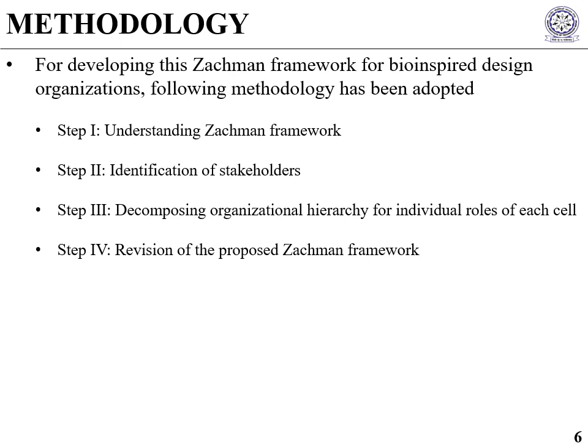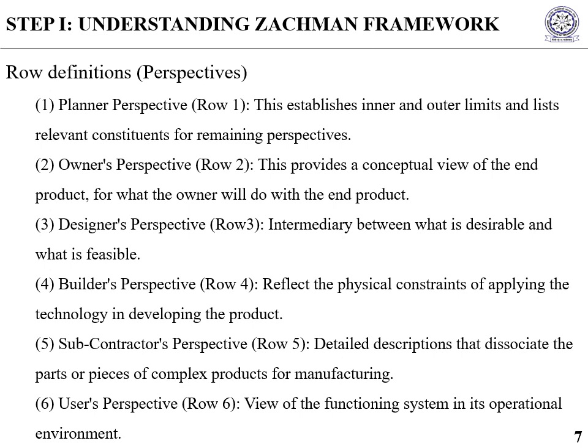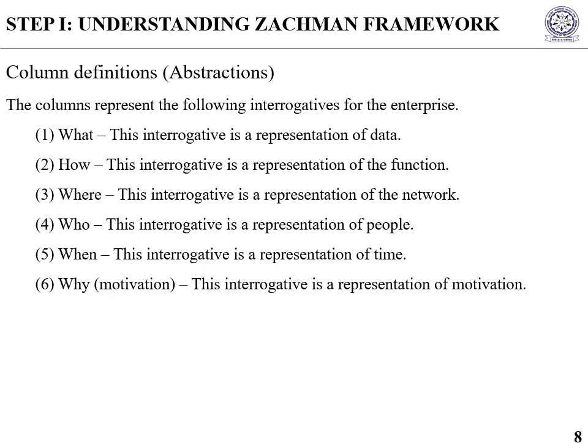For this research, the following methodology has been adopted. We first understand ZACHMAN framework, and the next step we identify various stakeholders in bioinspired design organization. We decompose organizational hierarchy for individual roles of each cell, and then we revise the proposed ZACHMAN framework. In order to understand the ZACHMAN framework, we need to understand the rows and the columns. So row definition perspectives can be defined on various sectors, namely planner, owner, designer, builder, subcontractor, user, and their perspectives or their roles. Column definitions remain intact. What, how, where, who, when, and why, which represent data, function, network, people, time, motivation, respectively.